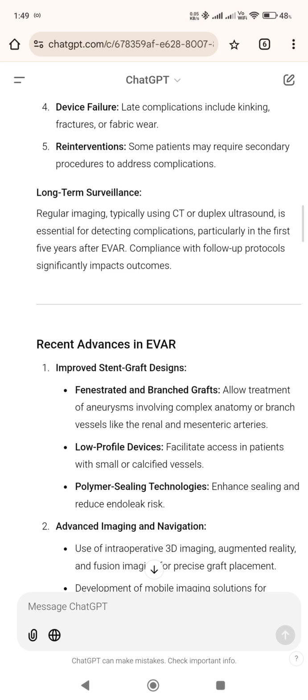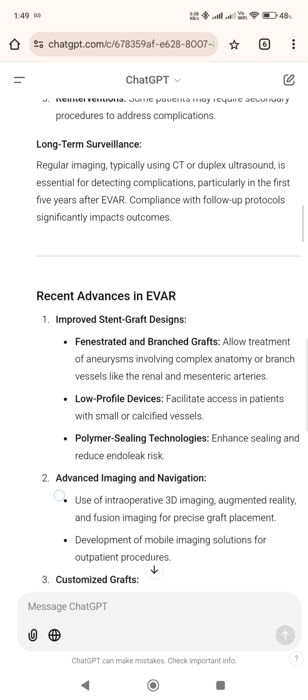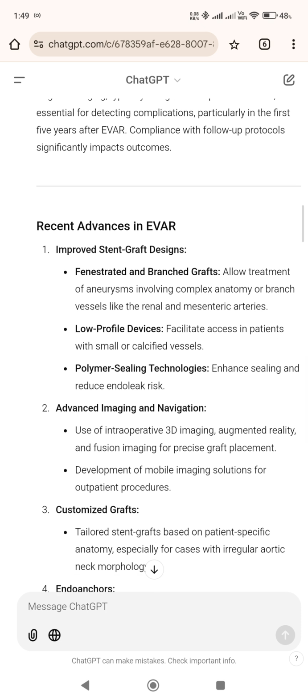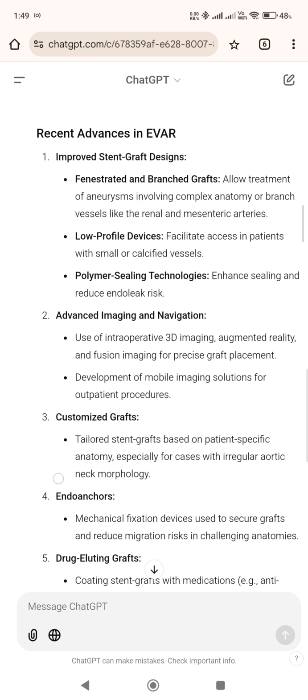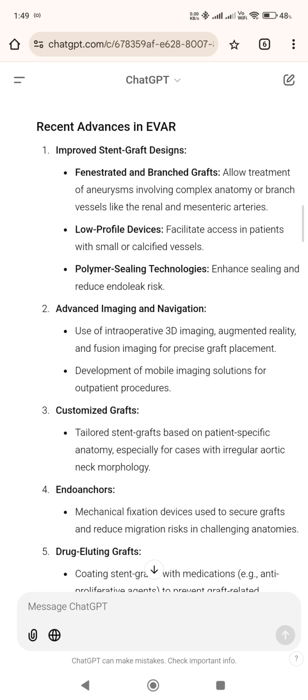Recent advances in EVAR. 1. Improved stent graft designs. Fenestrated and branched grafts allow treatment of aneurysms involving complex anatomy or branch vessels like the renal and mesenteric arteries. Low-profile devices facilitate access in patients with small or calcified vessels. Polymer sealing technologies enhance sealing and reduce endoleak risk.